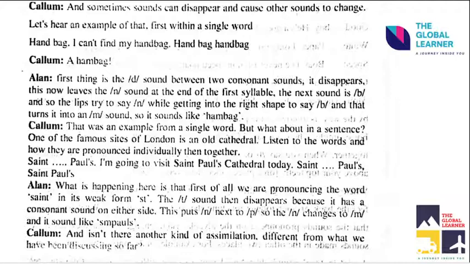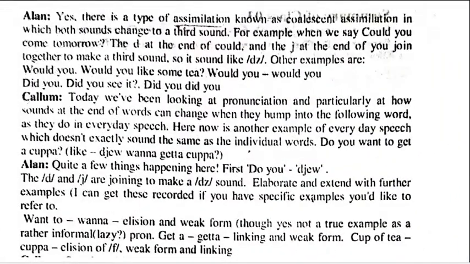And there's one other kind of assimilation we're going to look at today, Alan. Yes, there's a particular kind of assimilation known as coalescent assimilation, which is a little bit different from what we've been talking about so far, because in this kind of assimilation, both sounds, the two sounds, change to a third sound, which is not one of the two that we started with.